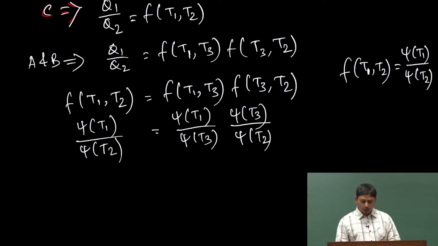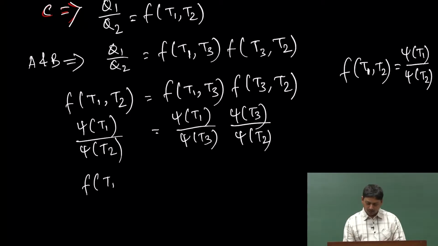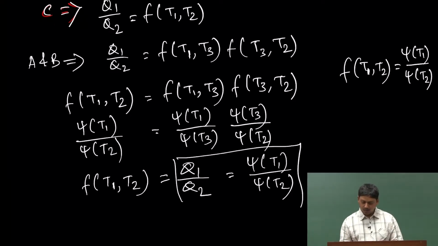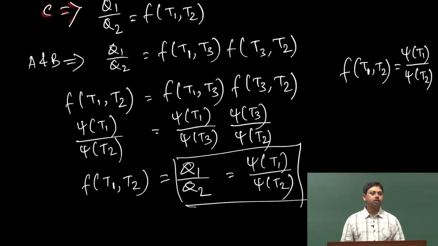Right. So, now what we learned from here is that, and where did we get this? Now, what is our F T1 T2? Our F T1 T2 is nothing but Q1 by Q2, right, and we got F T1 T2 as psi of T1 by psi of T2. So, this is the basic formulation of the thermodynamic temperature. So, you see it is not exactly a temperature, it is some function of temperature.